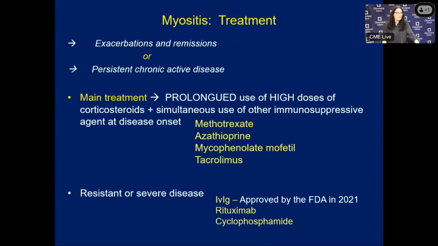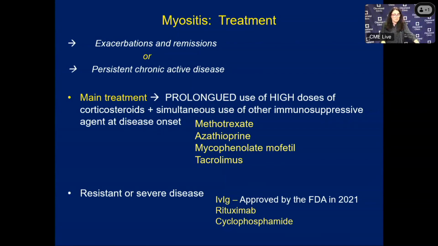The treatment of myositis depends on the clinical phenotype or presentation and how aggressive and severe the disease is. Patients may present with two different courses of disease, one of exacerbations and remissions with frequent flares, or, as the majority of patients, a persistent chronic progressive active disease. These patients typically require very prolonged use of very high dose of corticosteroids, so it is advisable to consider the simultaneous use of a second immunosuppressive agent once the corticosteroids are started at the time of diagnosis.